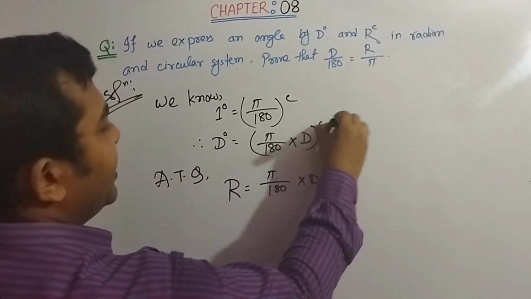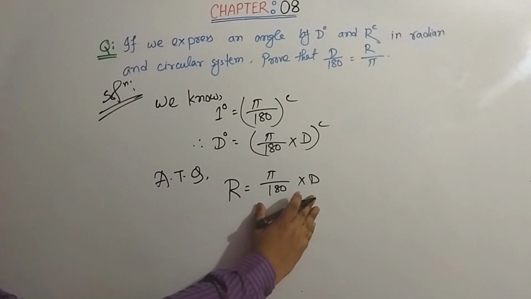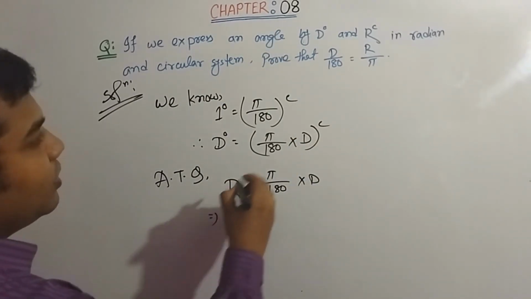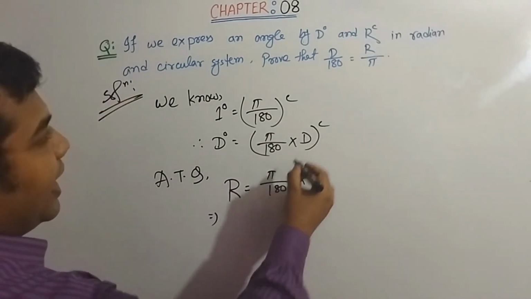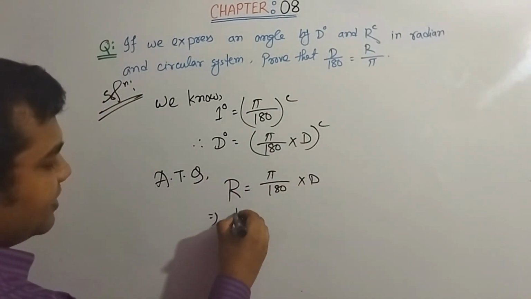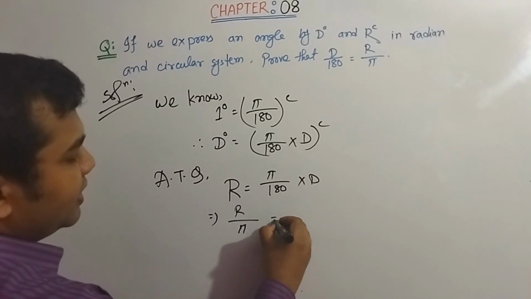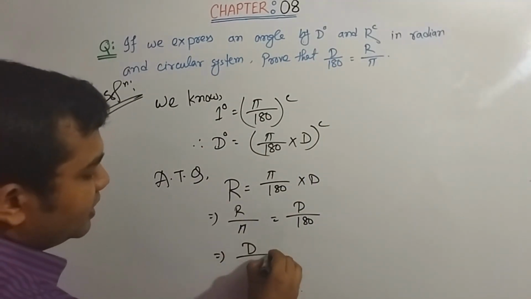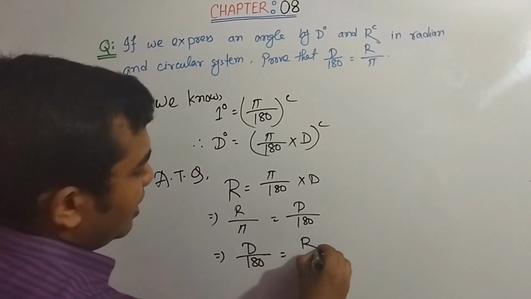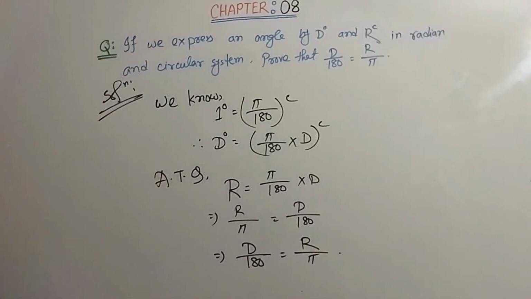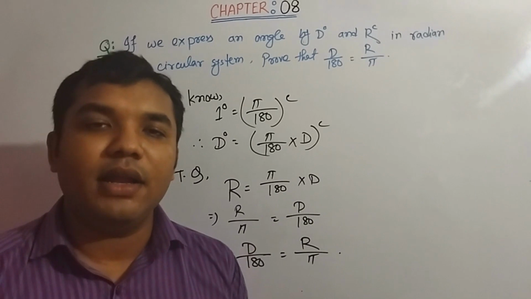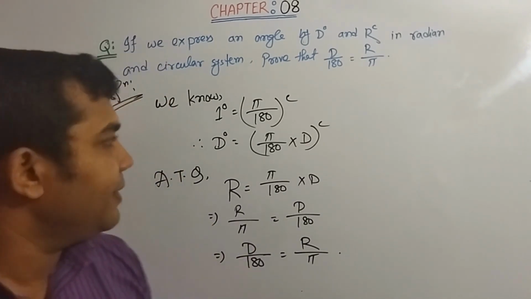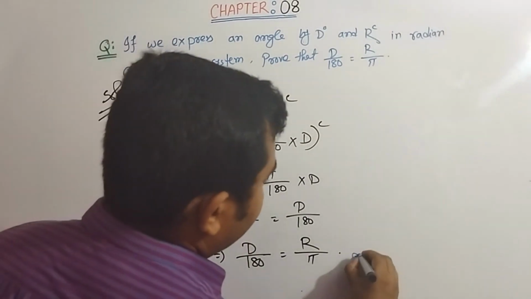It should be the radian. Since these two are both radian, we can neglect the symbol. So here r by pi and d by 180. If pi goes to the other side, then it should be d over 180. Just write it this way: d over 180 equals r over pi. So here we get our final proof. Clear? So that's our required proof.